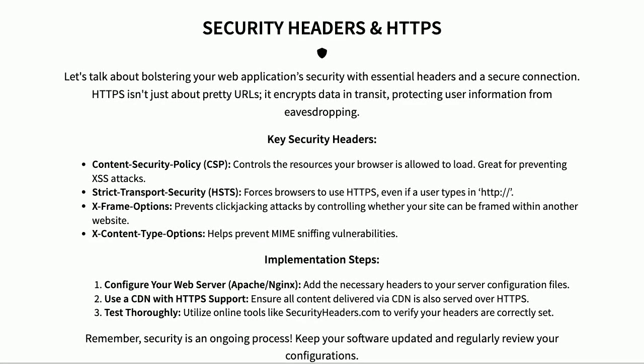Okay, let's dive into making our web apps more secure by focusing on something really important: security headers and HTTPS. Basically, HTTPS encrypts all the data traveling between a user's browser and our website, protecting everything from passwords to credit card numbers. Now, there are these handy things called security headers that tell browsers how to behave when they visit our site. We've got content security policy, which is like a whitelist for resources. Strict transport security forces HTTPS connections, and X-Frame-Options helps prevent clickjacking. Then we have X-Content-Type-Options, which helps stop some sneaky tricks.